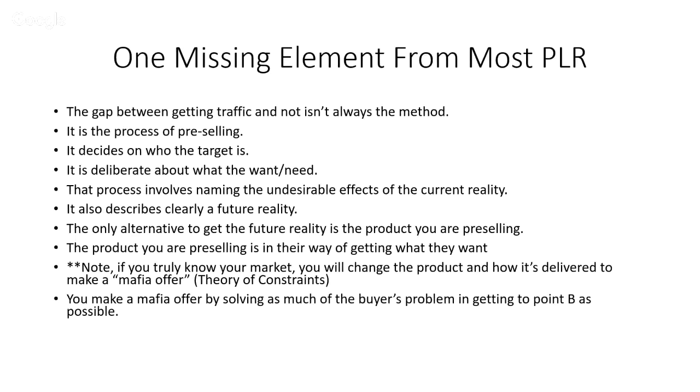You make a mafia offer by solving as much of the buyer's problem as you can, getting them to point B. So when you start adding bonuses, those bonuses need to counter objections and solve problems for your niche. Say you're going to take a Facebook ads PLR product, but you're going to do this for, let's say, furniture retailers. You've got to have something in there that's going to help furniture retailers. This should be a bonus in that product.